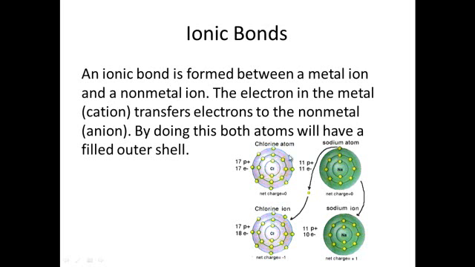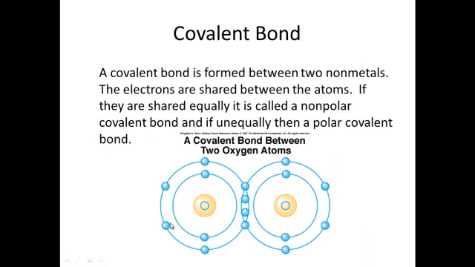Chlorine wants to gain 1 because if it gains 1, 7 plus 1 makes 8. So it would have 8 in its outer shell. So it wants to gain 1. To do that, sodium gives 1 electron to chlorine, and then they're bonded together. They're held together. That's an ionic bond.